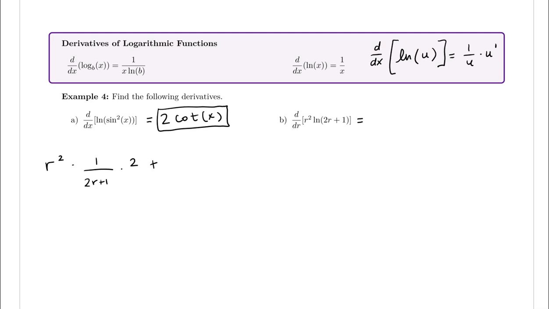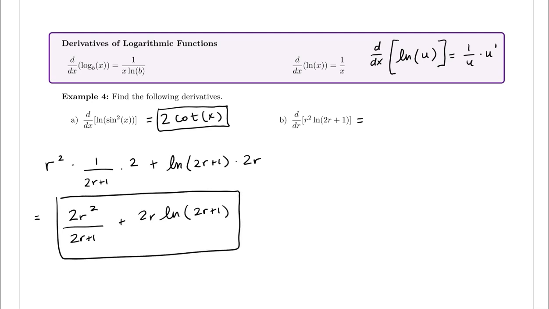And then plus the second function times the derivative of the first function, which in this case would be 2r. If we clean this up, then my first fraction here will be 2r squared over 2r plus 1, plus 2r times the natural log of 2r plus 1. And there's our final answer for part B.